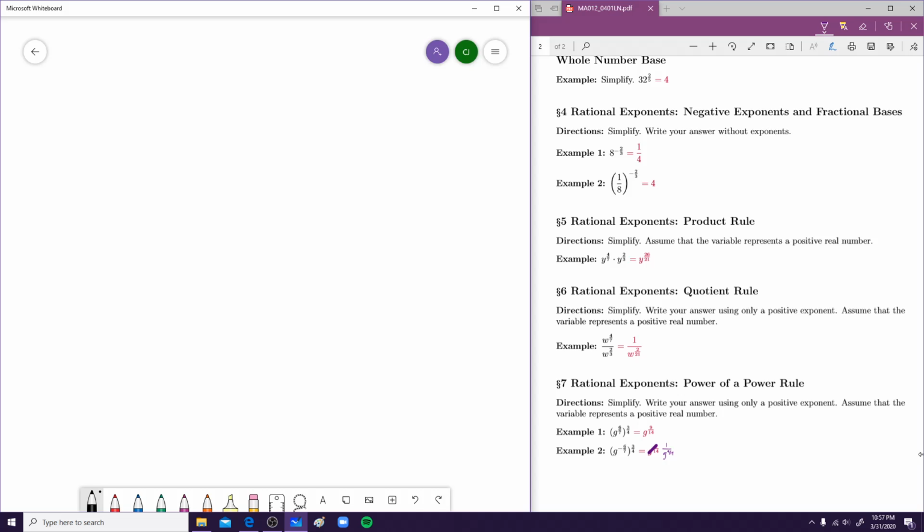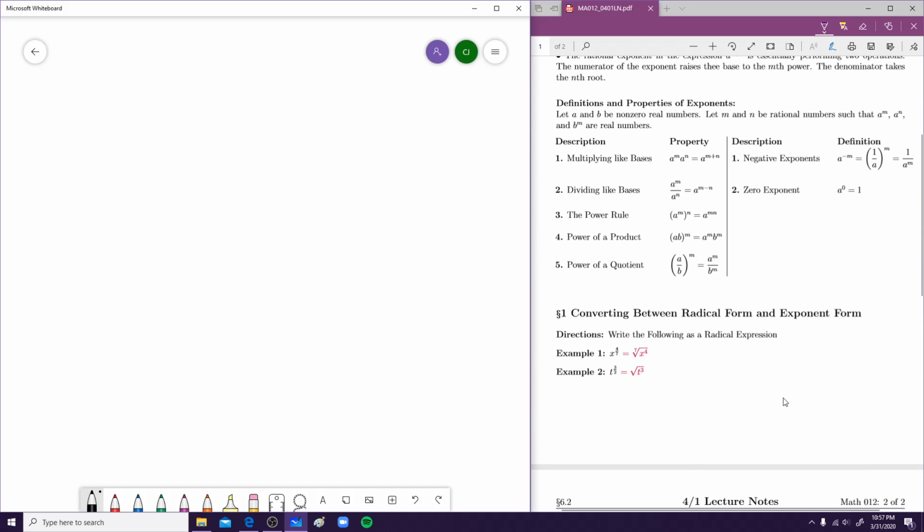For the last topic of today, we are going to talk about the power of a power rule. So what does that rule state? Let's go up here. The power rule, so a to the m to the n is equal to a to the m times n. So we just multiply these exponents.